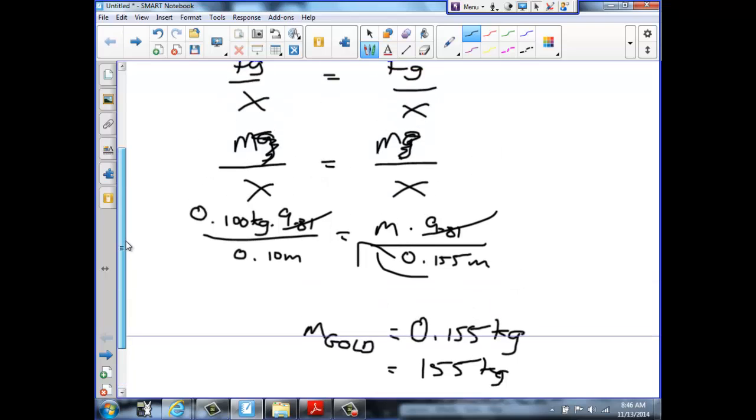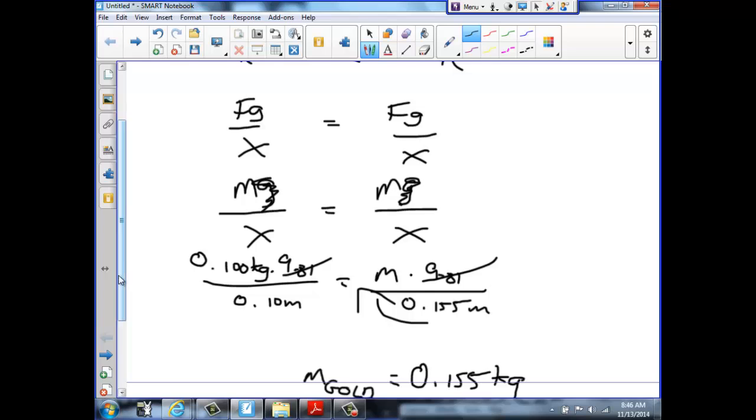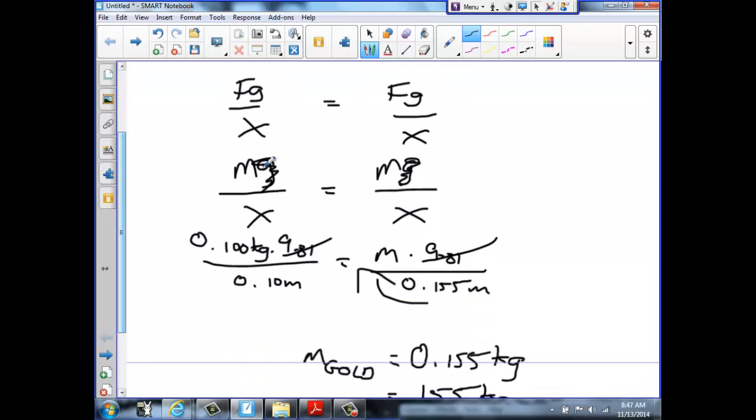So from the top, just to review, I don't need you to put this in your lab, just so you know. But spring 1 and spring 2 should have had the same k constant. Therefore, if k is equal to fg over x, then fg over x should be equal to each other. Fg in both cases is equal to mg, but gravity was the same on both. So really what I had to compare was the mass of the 100 grams over how far it moved, and the mass of the gold one over how far it moved. And what I essentially found is how heavy the gold mass is.